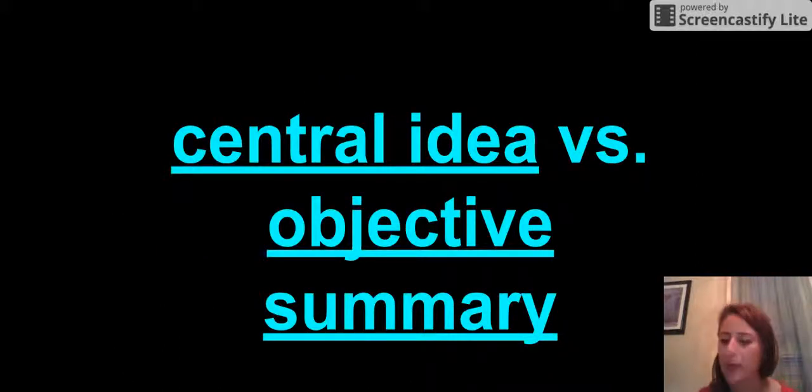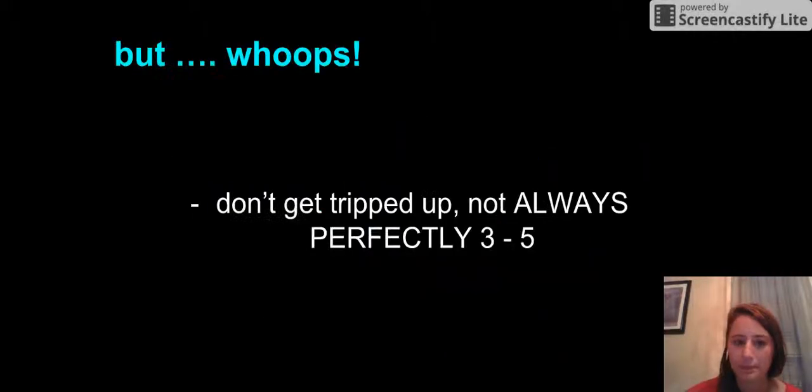Also, let's take one more quick look at the difference between central idea and objective summary. But wait, here's one really confusing thing that we want to make sure you don't get tripped up on today. So, a summary isn't always perfectly 3 to 5 sentences. Some of y'all, for your objective summaries, wrote only 2 sentences. That's totally fine as long as it covers what's in there. Sometimes we'll write 6 sentences. That's fine too. Do not think that a summary has to be only 3 to 5. It can be 2 or 6.